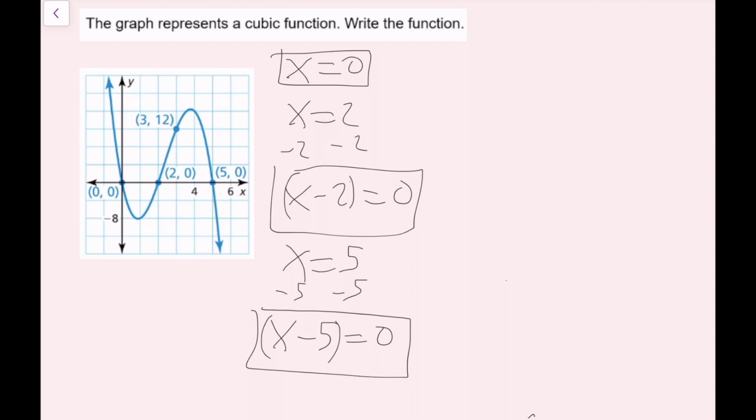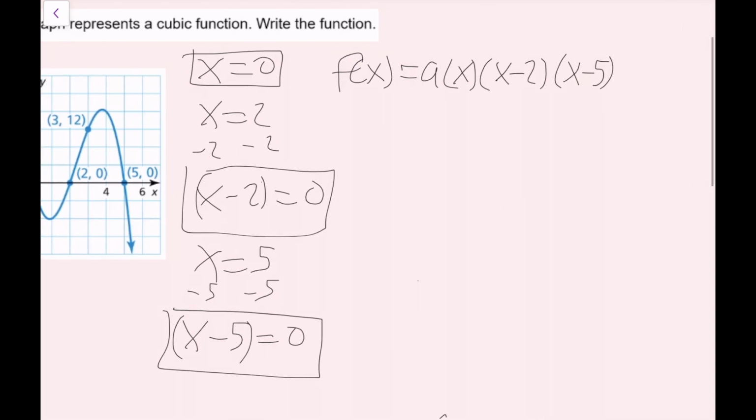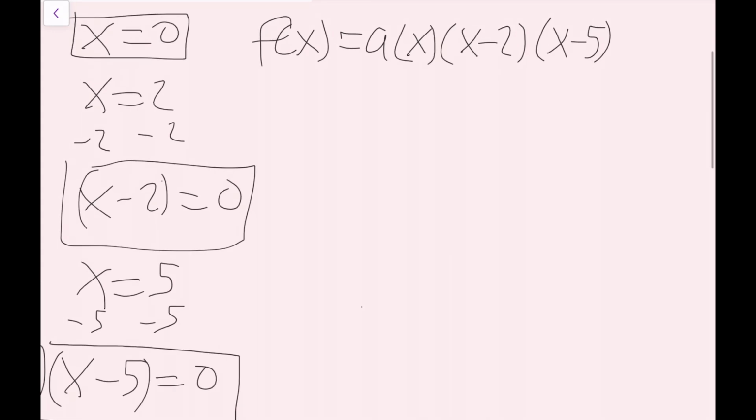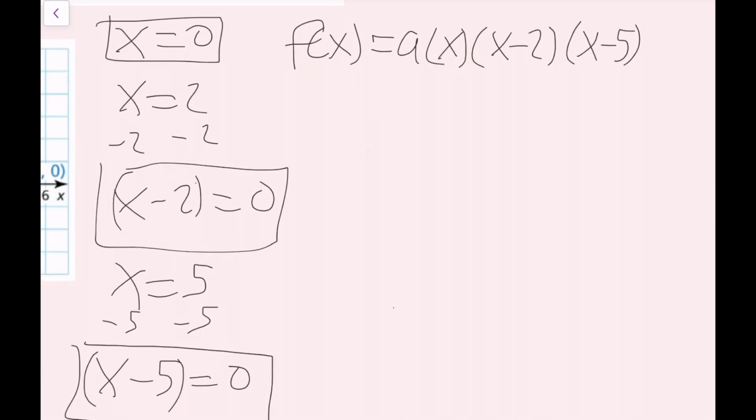So now all I have to do is just multiply x times x minus 2 times x minus 5 for our function. But I need to make sure that this 3 comma 12 fits in here. So I don't know the leading coefficient, so I need to figure out what my a value is. So my function, I'll do f of x equals some number a that we don't know yet, times x minus 2 times x minus 5. All right, I'm going to move that over a bit, zoom in.